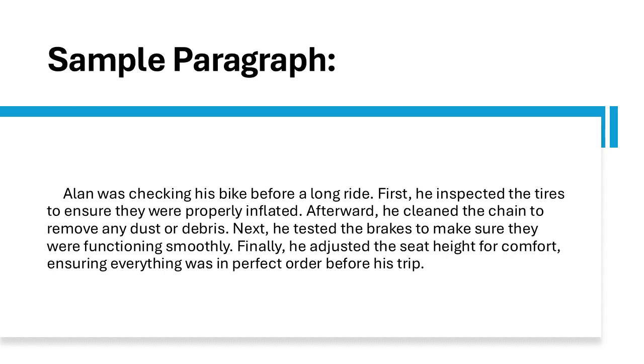Topic sentence. The paragraph begins by setting the scene. Alan is checking his bike before a long ride. This gives the reader context for the upcoming sequence of events.